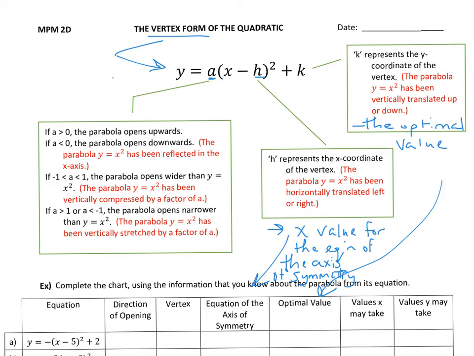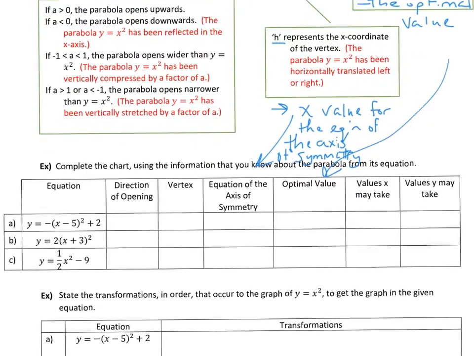So h represents your x-coordinate of the vertex. It's also the x value for your axis of symmetry. And your k is your y-coordinate of the vertex, which then also is your optimal value. The a is what's going to tell you if it's a max or min value. So let's put these into play now with this example.